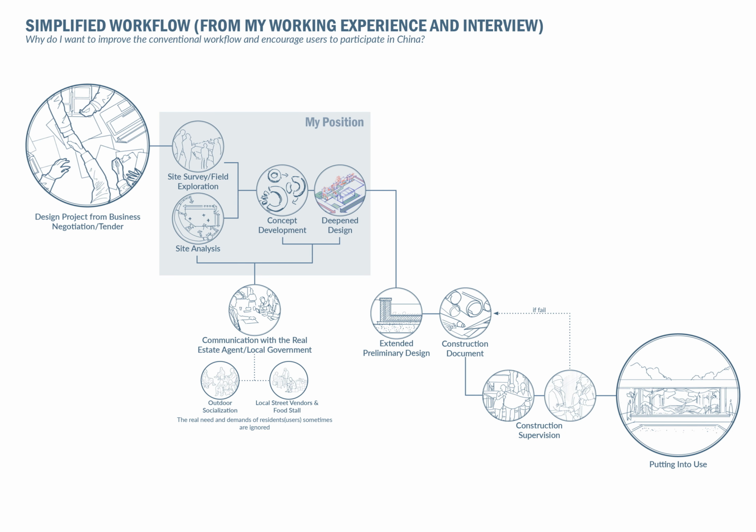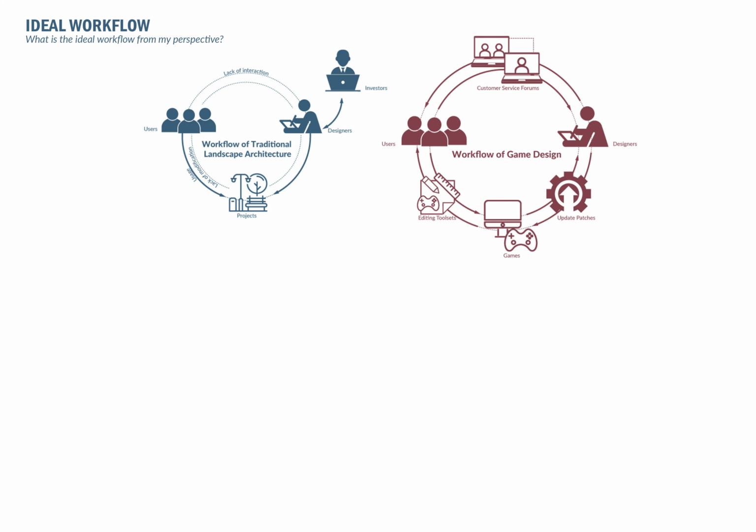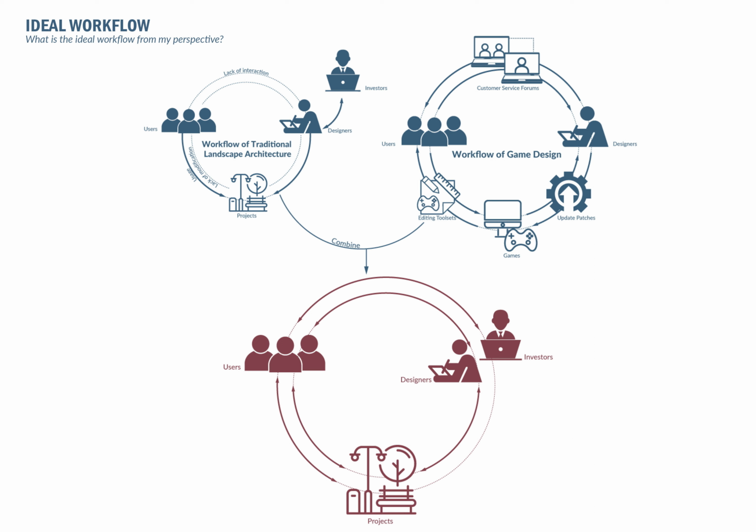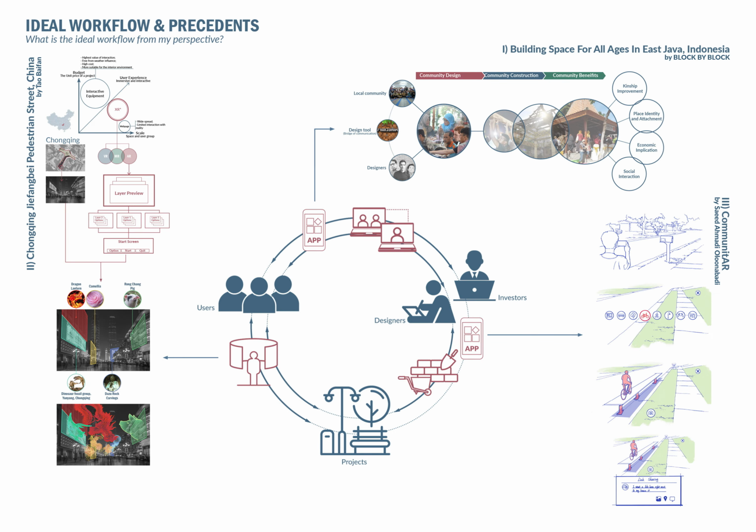This is a typical workflow in many Chinese landscape practices from my work experience and peer interviews. The interaction between users and designers is not sufficient to support our design and meet the demands of the local community. I used to be a designer in the mobile game industry, and the interactions in the three aspects are more interactive. So why not pick the advantages from these two workflows to create a new one that encourages interaction in every two aspects? Each of the interactions has a precedent to support my ambition.